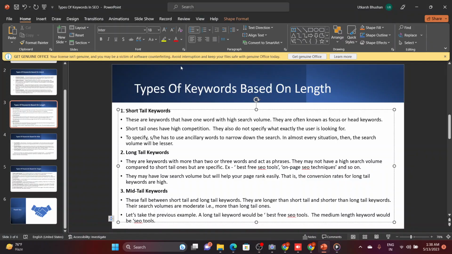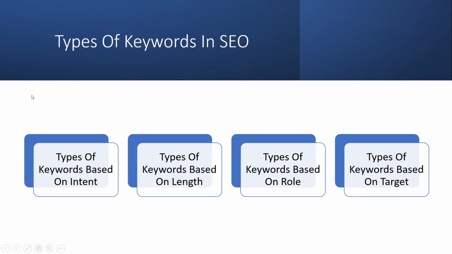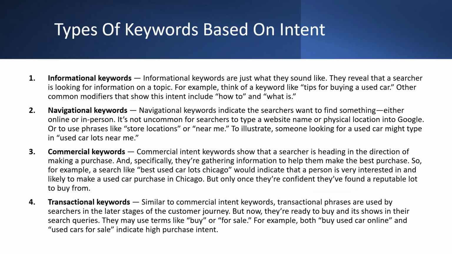Hello everyone, in this video we will see the types of keywords based on various categories. The first category is based on intent, the second category is based on length, the third category is based on role, and the fourth category is based on target. We will study them one by one. We will start with based on intent.